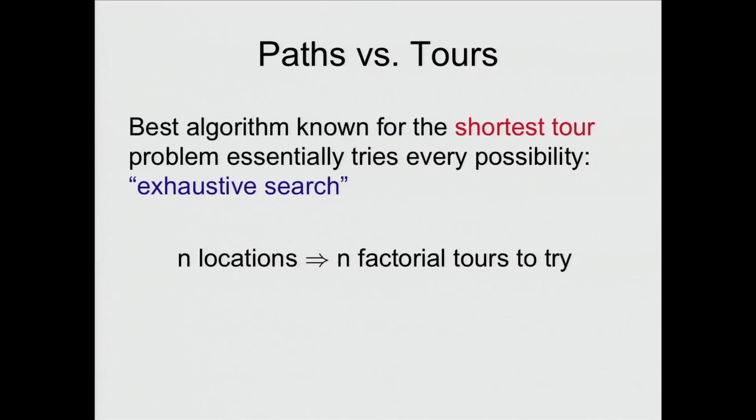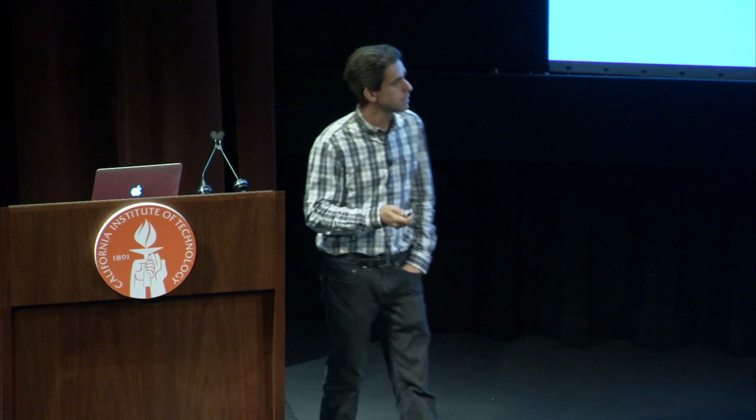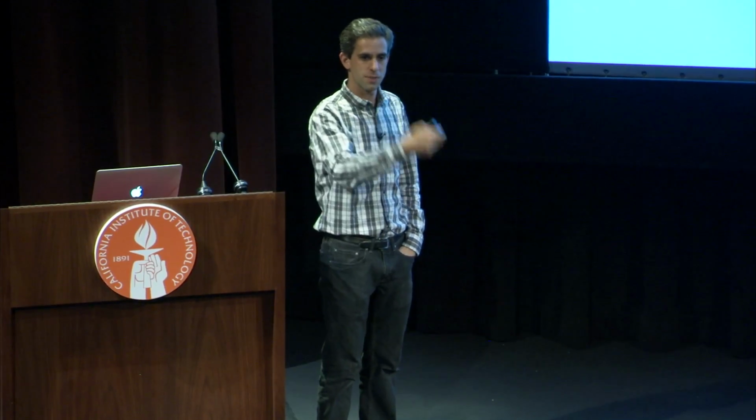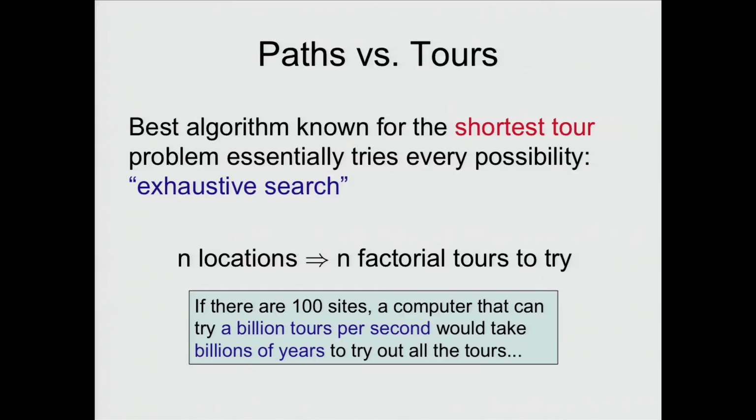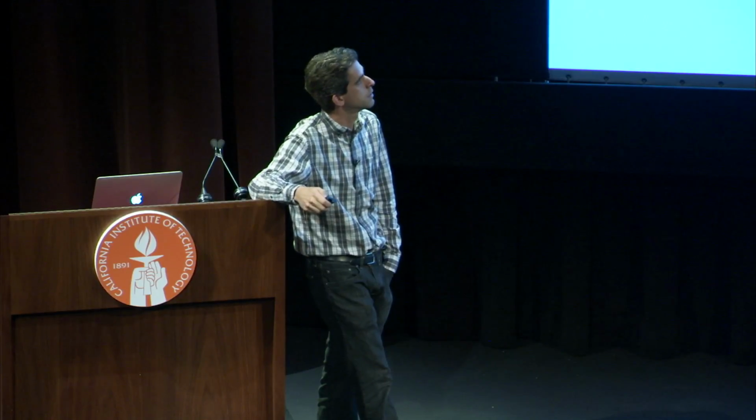Because if you have only n locations, you need to check something like n factorial different tours if you're going through all of them. And now n factorial is like n times n minus 1 times n minus 2, et cetera. That's a huge number. Just as a little example, if there are only 100 sites, a computer that can try 1 billion tours a second would take billions of years to solve this problem, to try out all the tours. So this is like having no algorithm. Okay? When you have to resort to exhaustive search, it's like having no algorithm at all.